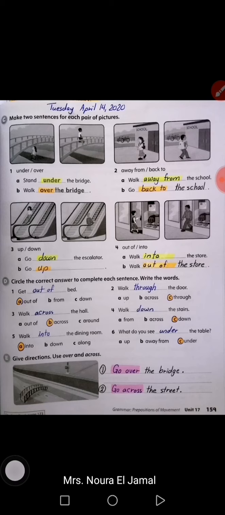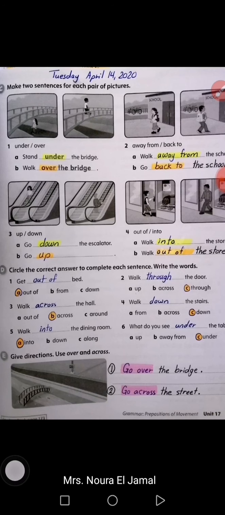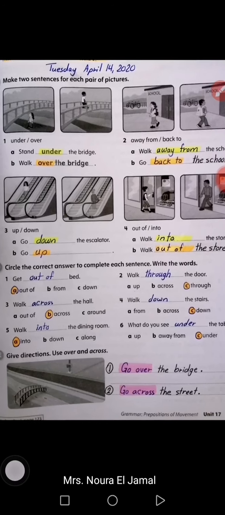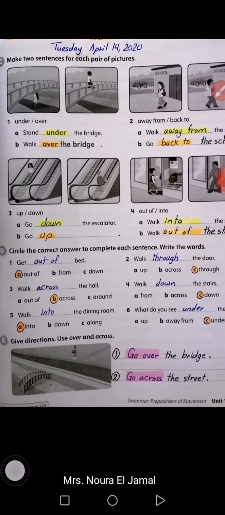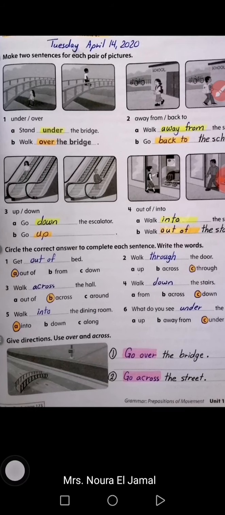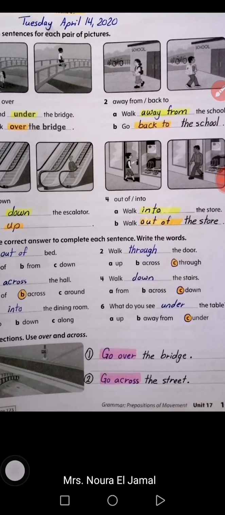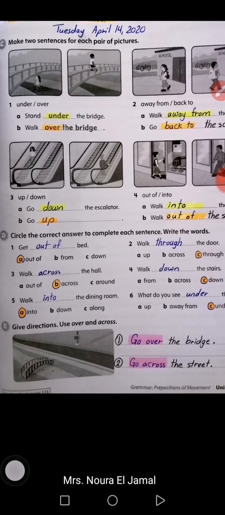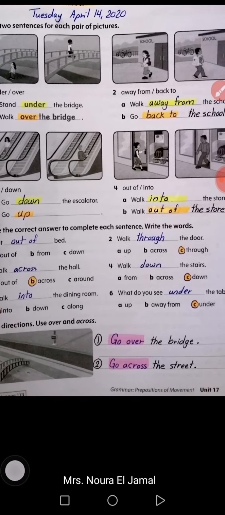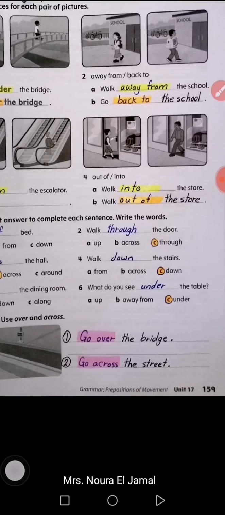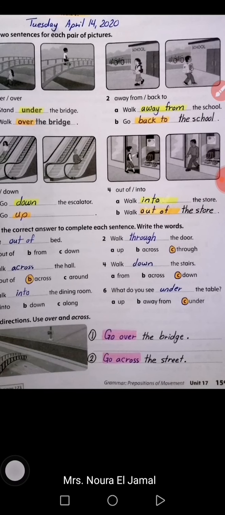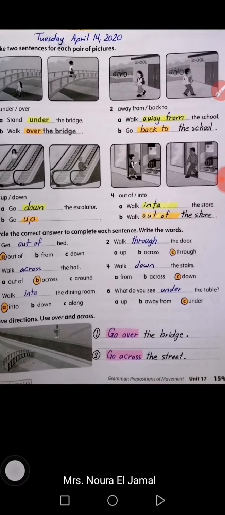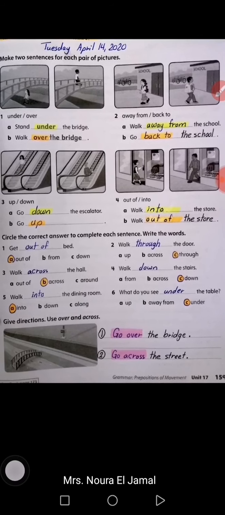Circle the correct answer to complete each sentence. Write the words. Number 1, get out of bed. Number 2, walk through the door. Number 3, walk across the hall. Number 4, walk down the stairs. Number 5, walk into the dining room. Number 6, what do you see under the table? All these words are prepositions of movement. And all these sentences are also imperatives.